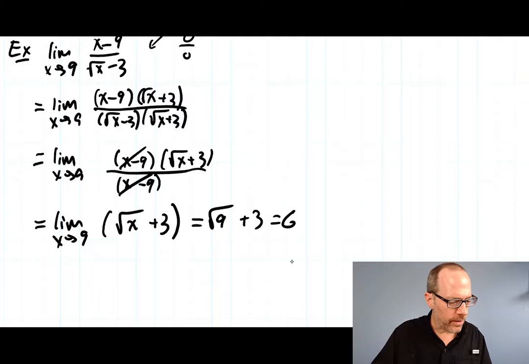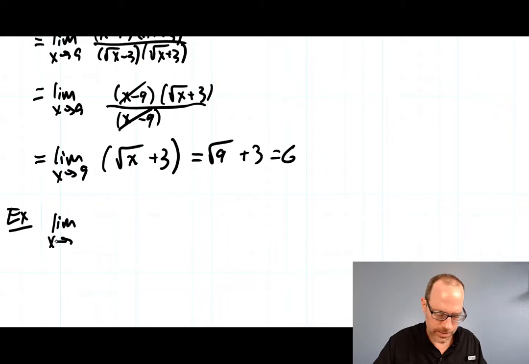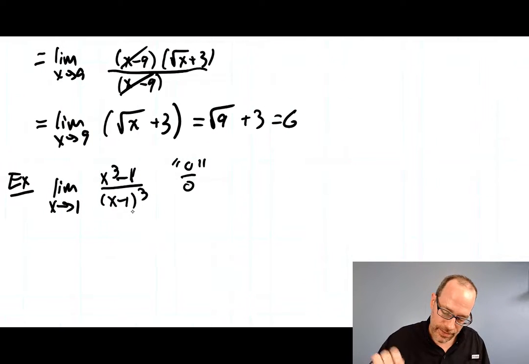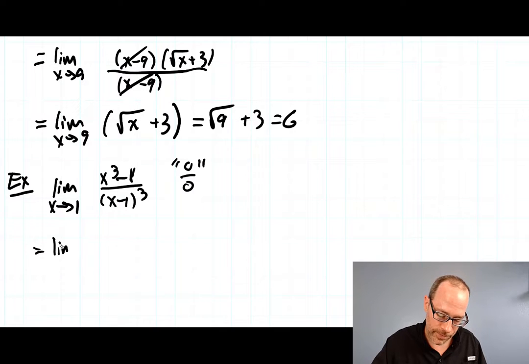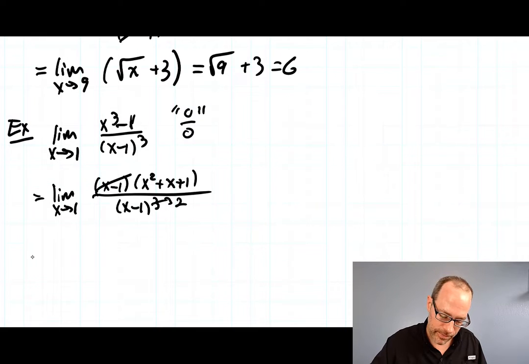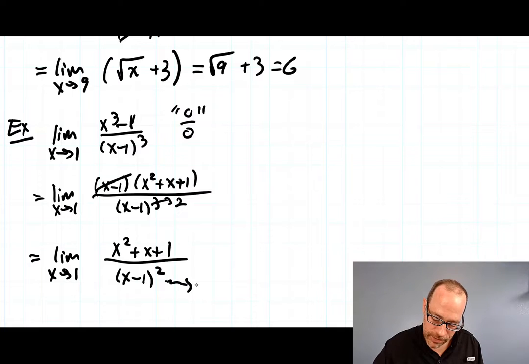All right. Let's do another example here. The limit as x goes to 1 of x cubed minus 1 all over x minus 1 cubed. Again, this is looking like 0 over 0. The top is trying to be 0, the bottom is trying to be 0. You can't plug in 0 in the denominator, so we're going to try some factoring, and it does factor. The top factors as x minus 1 times x squared plus x plus 1. And we get an x minus 1 cubed in the bottom, so we can cancel some of that. So we get the limit as x goes to 1 of x squared plus x plus 1 all over x minus 1 squared.